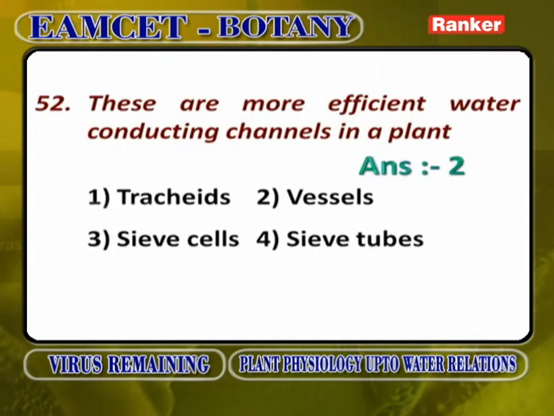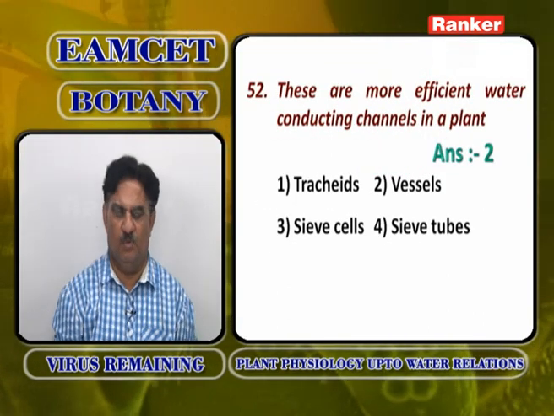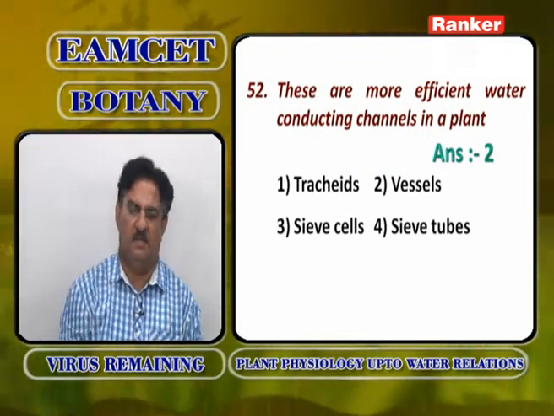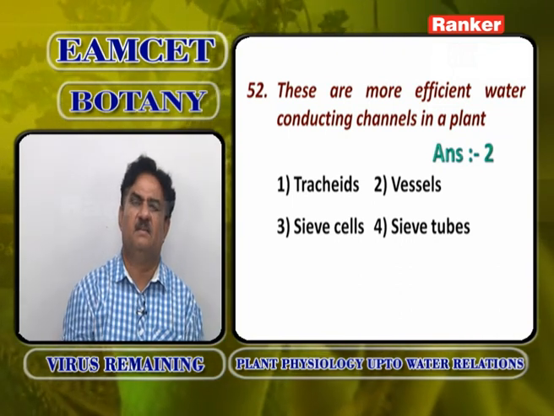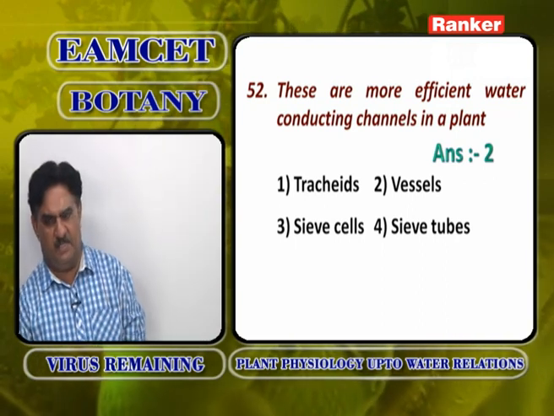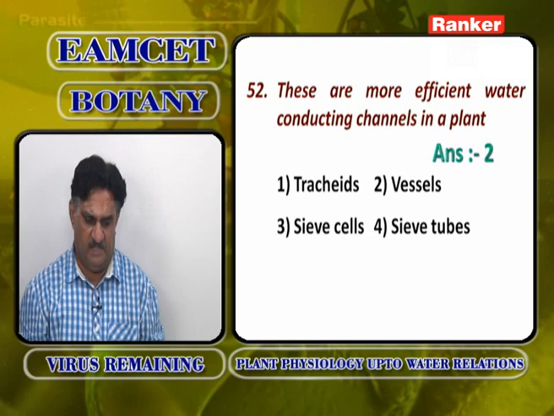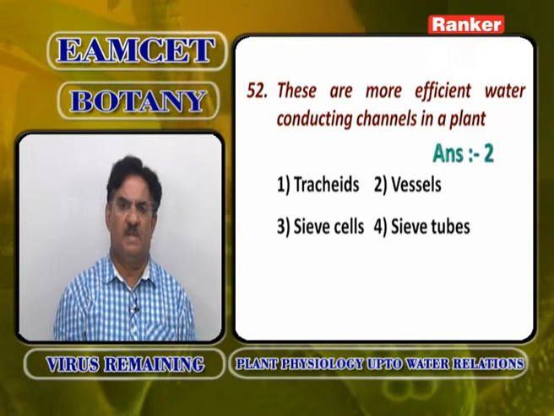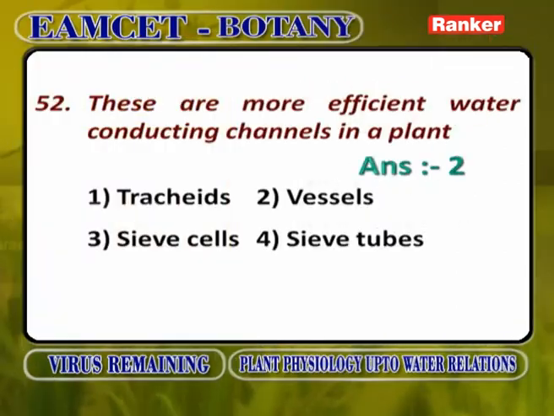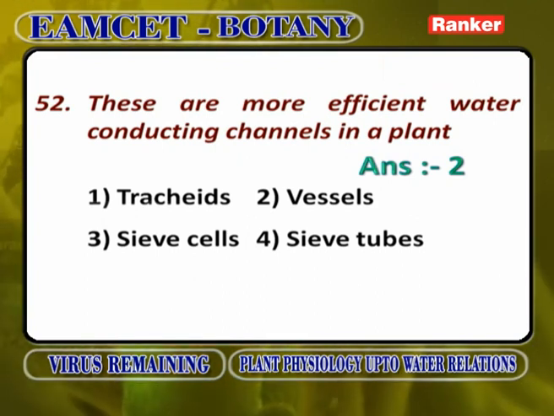Which are more efficient water conducting channels in plants? Tracheids, vessels, sieve cells, sieve tubes. Answer is vessels. Previously, scientists thought that tracheids, because of bordered pits, are more stable in the conduction of water in pteridophytes and gymnosperms. But tracheids are slowly replaced by vessels. Another disadvantage in tracheids is that the end walls are closed. The advantage in vessels is that end walls are open and they are present as a continuous channel from root tip to stem apex. So vessels, second option.